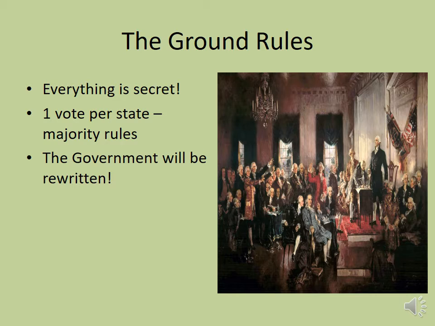The government would be rewritten. Going into this meeting, though, they thought that they were going to revise the Articles of Confederation. They thought that they were going to change some things. However, they realized that the Articles of Confederation needed to be thrown out completely, which is what they did from the beginning.